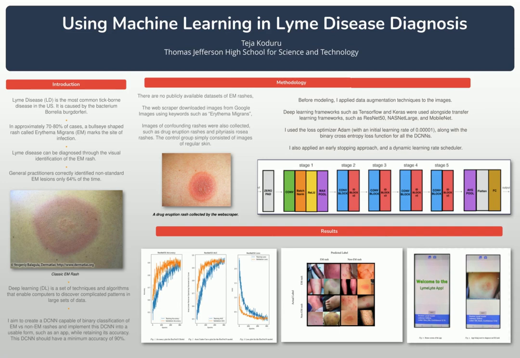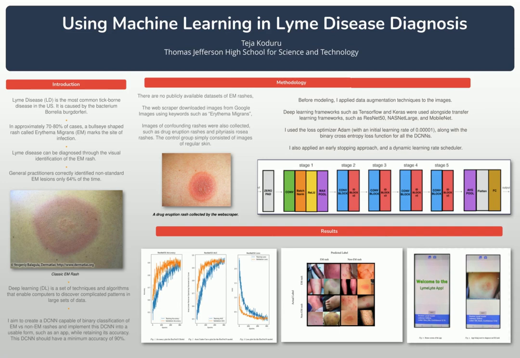Deep convolutional neural networks, or DCNNs, are a subset of deep learning which present a promising solution to this problem. DCNNs are solutions to a wide variety of problems in the medical field. The use of DCNNs in the diagnosis of EM rashes has been investigated before, but these studies focus on the creation of the algorithm rather than its implementation.